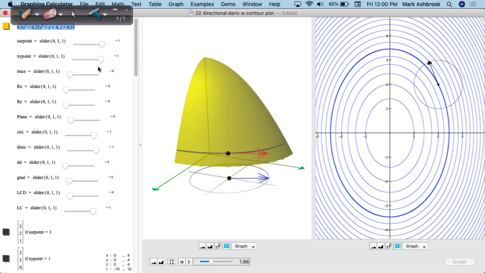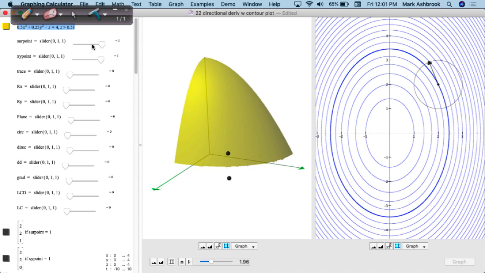Okay, so now let's turn everything off here, except, no, I want the point. Oh, I want that. Okay, that's good. Where's my other point?